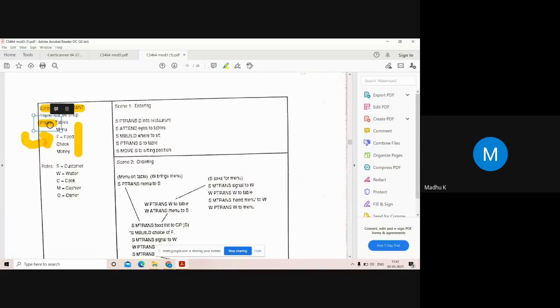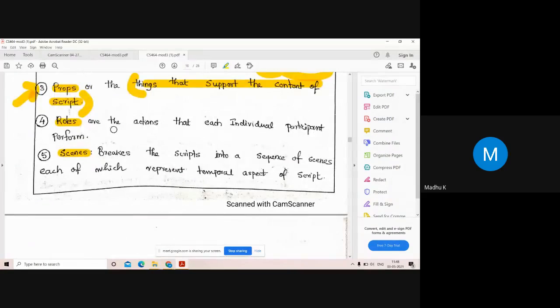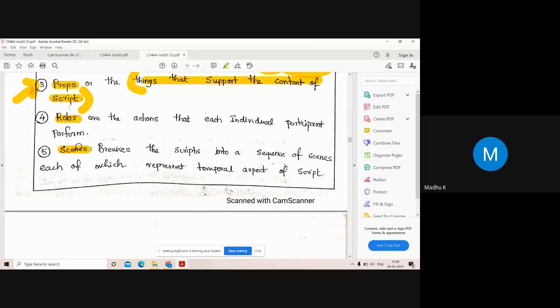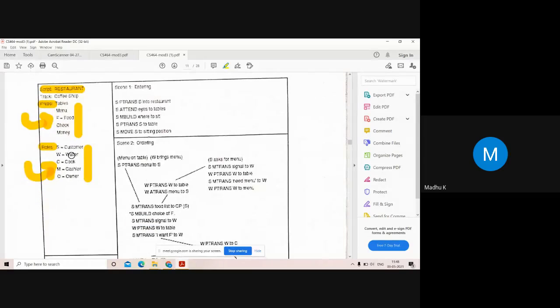What is props? Next, what are roles? Roles means persons involved in the script. They are creating the actions, so they are called roles. Roles are the actions that each individual participant performs. So roles means a customer, waiter, cook, cashier, owner. These are all the roles.